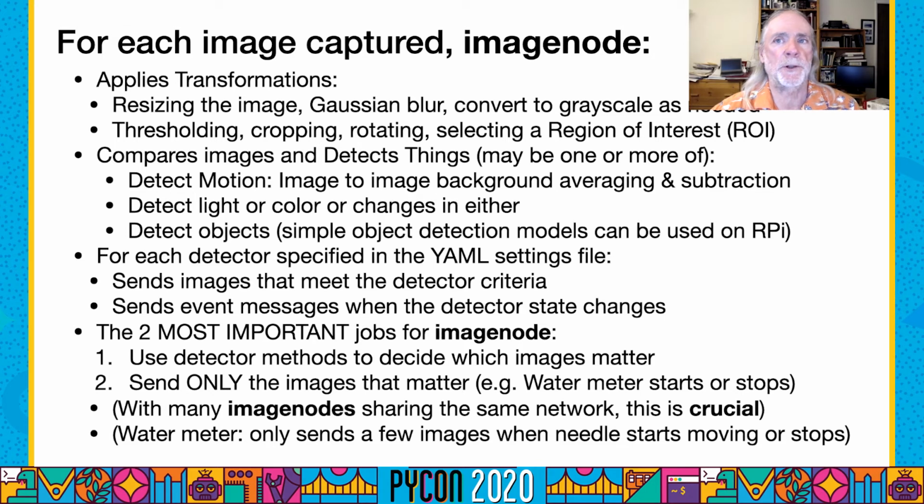For each image that's captured, Imagenode does a lot of processing. It applies transformations that might change the size of the image, grayscale it, threshold it, and then it applies detectors. In the case of the water meter, it's detecting motion. For each detector that's specified in the YAML file, you can specify more than one, it sends images that meet that detector criteria, and it sends event messages whenever the detector state changes. The water meter example is the easiest one to understand. The two most important jobs for Imagenode are to use detector methods to decide which images matter and send only the images that matter. For instance, when the water meter starts or stops, I need a few frames of what the meter looked like at the time it started or stopped.